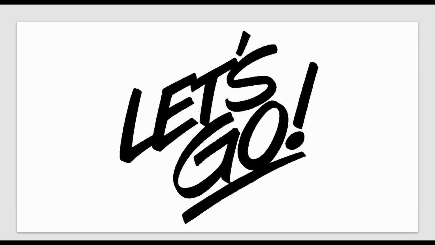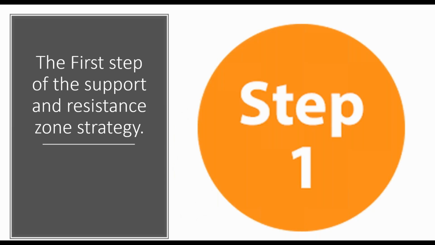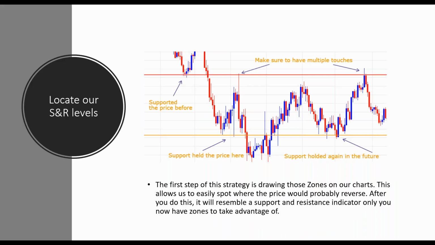So let's talk about building this into a strategy. For step one, this is the first step in our support and resistance zone strategy. The first step for the strategy is drawing those zones on your charts. We spent most of this class learning what they were and how to draw them. This allows you to easily spot where the price would probably reverse. After you do this, it will resemble a support and resistance indicator, only you now have the zones to take advantage of. And this is what makes you better than the guy across the way, a guy on the other side of the world, or the 25 other people that are buying when you're thinking about not buying.